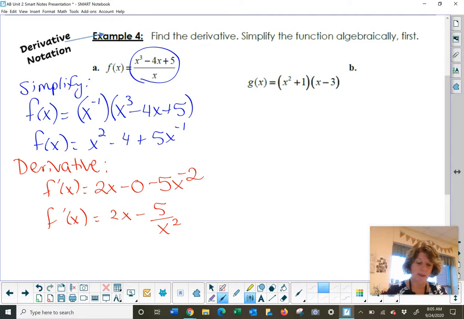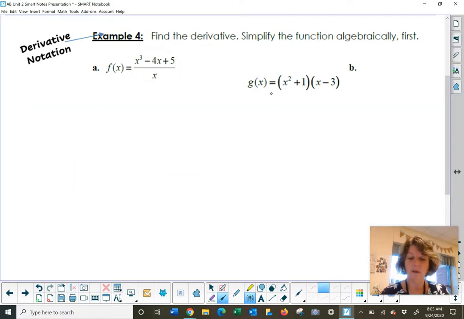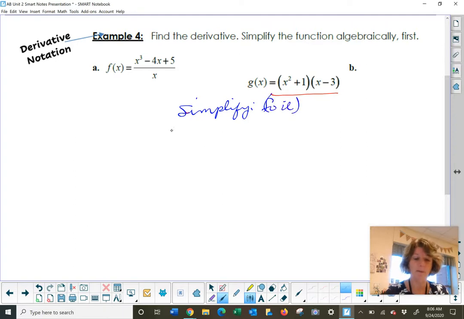The next one is a product rule. So let's take and multiply this first. Let's simplify our algebra by foiling it out or distributing it. So g of x equals x cubed minus 3x squared plus x minus 3. I couldn't read my writing on that one. It was plus x, wasn't it? There we go. Plus x minus 3.